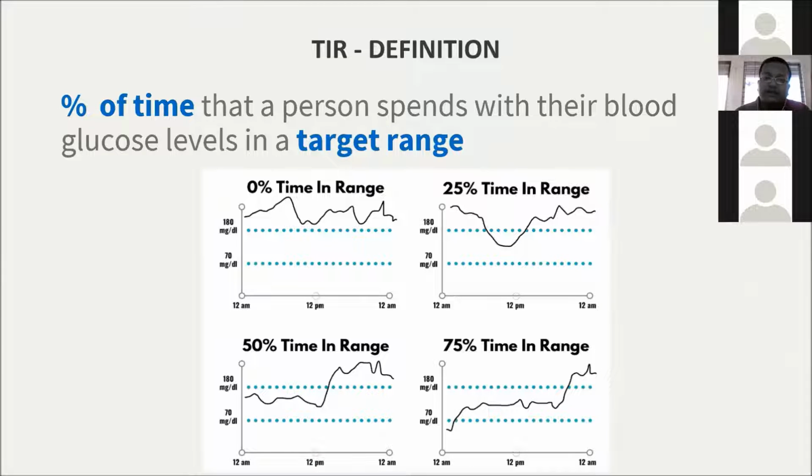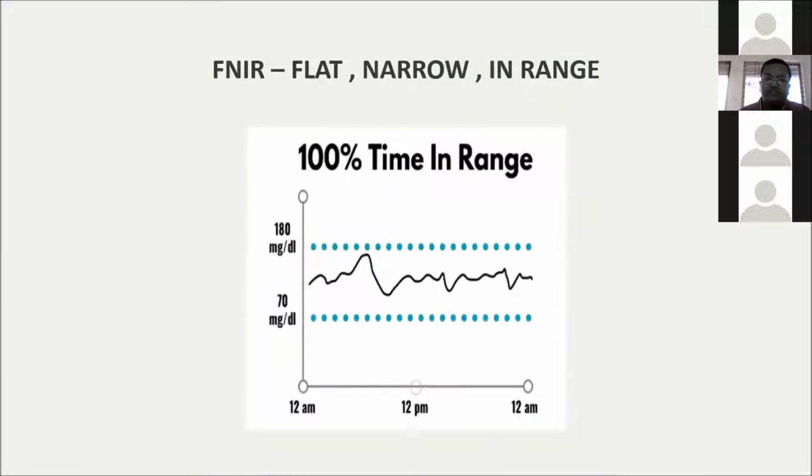What is the target range? It might vary from person to person, but the standardized ones I'll be coming to. If you can see here, there is a blue dotted line above and below. So this is the range. Anything outside that, up above or below the two dotted lines, is outside the range. Either it can be above or it can be below. So this picture shows the amount of time within the range.